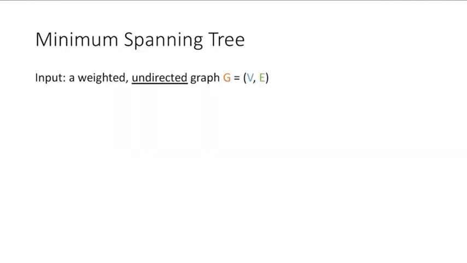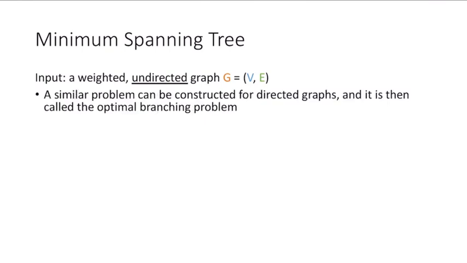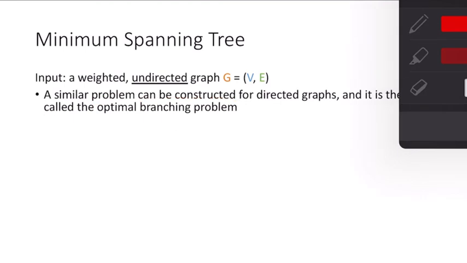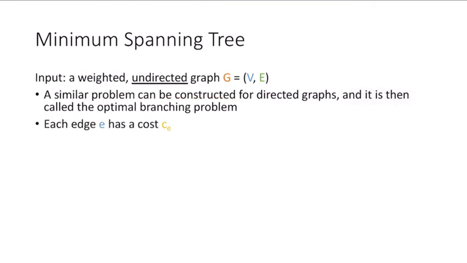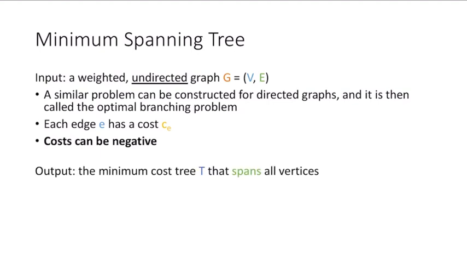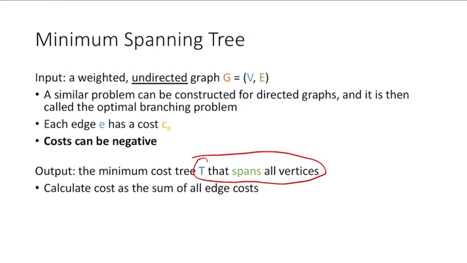Okay, so let me more formally define the minimum spanning tree problem for you. Your input is a weighted, undirected graph. A similar problem can be constructed for directed graphs, but normally we'll call that the optimal branching problem as opposed to the minimum spanning tree problem. Each edge is going to have a cost, and the cost in this case can be negative. That's not going to be a problem like it was for Dijkstra's algorithm. Our output is a tree that spans all vertices, and we're also going to calculate the cost as the sum of all edges that are in the tree.